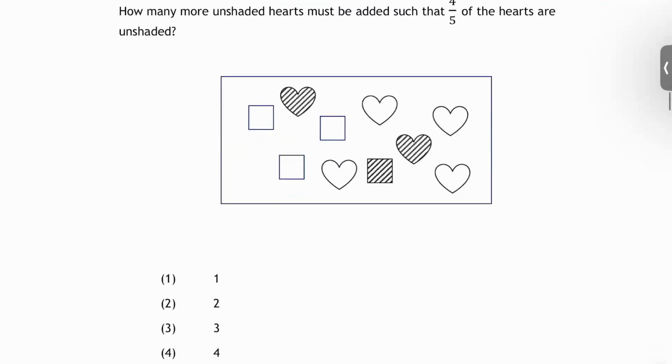Okay, first 10 questions are worth 1 mark each. Try to spend 1 minute per mark. So we go on to question 11 to 15. These are worth 2 marks each. So let's read carefully. The diagram shows 10 squares and hearts. How many more unshaded hearts must be added such that 4/5 of the hearts are unshaded?